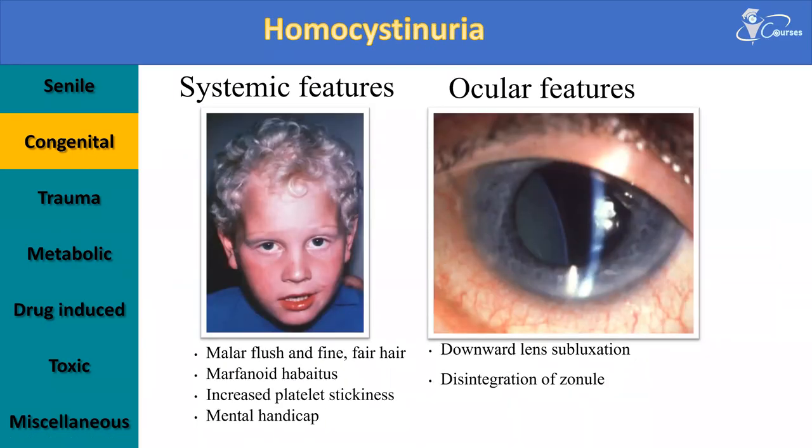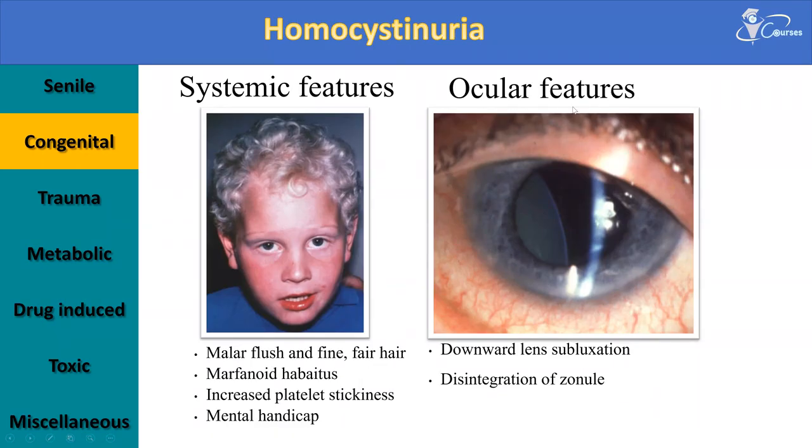Another syndrome characterized by lens subluxation is called homocystinuria. In homocystinuria, they have characteristic systemic features. Those patients usually have malar flush, a red face, and fine, blonde hair. They can also show some Marfanoid habitus, and some degree of mental retardation. They will also have increased platelet thickness. They have an increased hypercoagulability state and mental handicap.